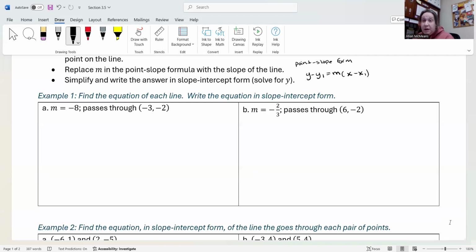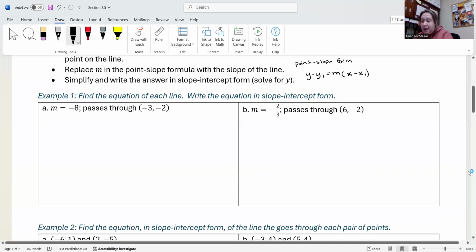For part A, we've been given a slope of -8, and we're going to pass through the point -3, -2. So this is going to be our x1, y1 when we replace things into this point-slope formula. Now, when we were talking about slope, I said if you write down the formula every time you use it, you'll remember it more often. So just write down the formula as is and then rewrite the formula, plugging in the proper information. Every time you write down that formula, your brain's starting to make a path to remember it. So I'm going to write down y minus y1 equals m times x minus x1.